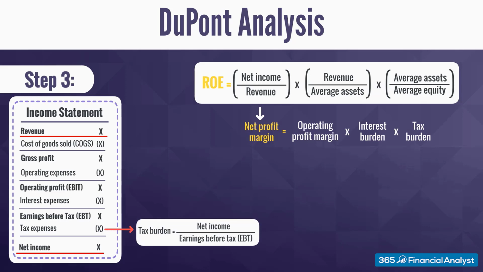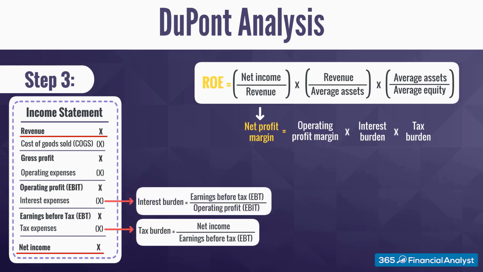By definition, the tax burden is the amount of net income, this is the one after tax, divided by profits before tax. This expresses the effective taxes on profitability. Similarly, the interest burden is the amount of profit before tax relative to profit before interest and tax.